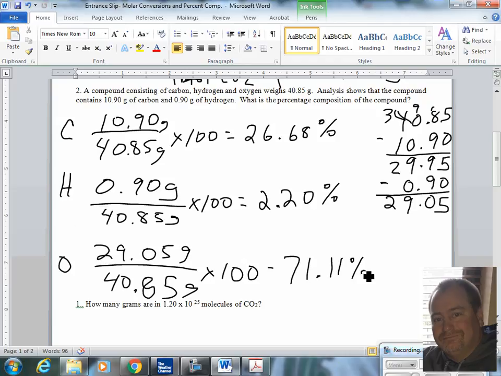Now I'm going to check that. I'm going to add my percentages together, and they should come up with somewhere close to 100%. And when I add them together, I get 99.99. So that's very close to 100, so I'm going to say yes, I'm correct there. Okay with that. Any questions over that particular example? Okay.